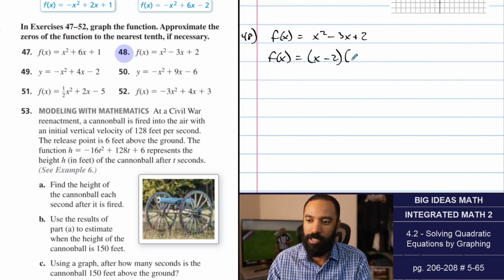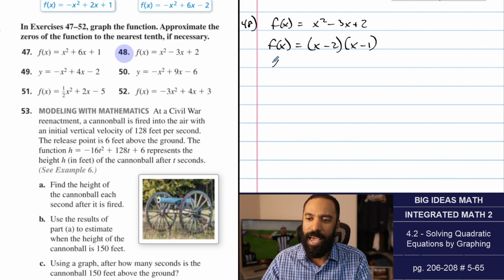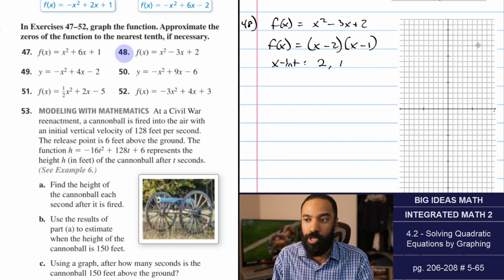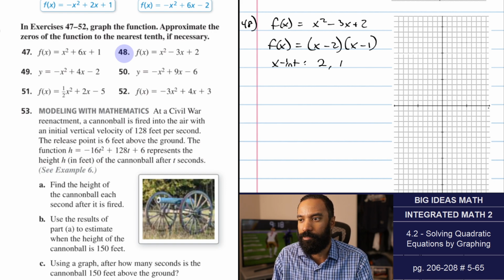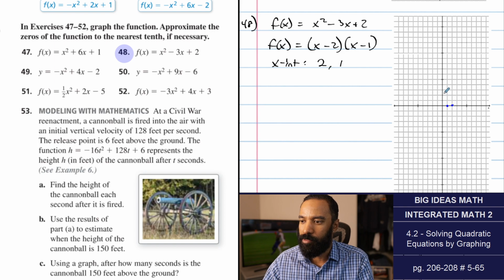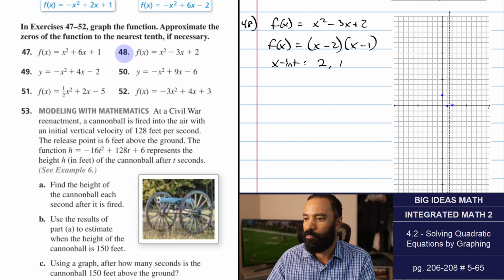This factors to x minus 2 times x minus 1. I think I'm allowed to do this every so often now. So this gives me x-intercepts of 2 and 1. Now those are the answers to them, but they just said graph. So I'm going to get 2 and 1. There's a y-intercept of 0, 2. And there's an axis of symmetry, apparently, now that we're kind of looking at that, right in between 2 and 1 at 1.5, right there.